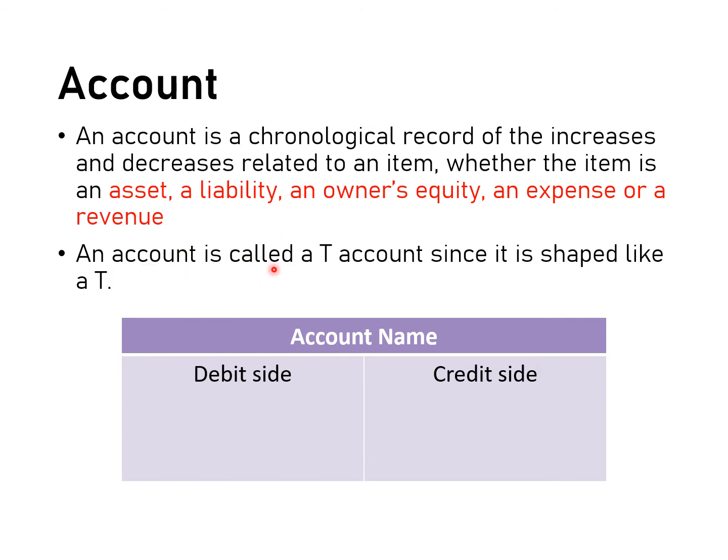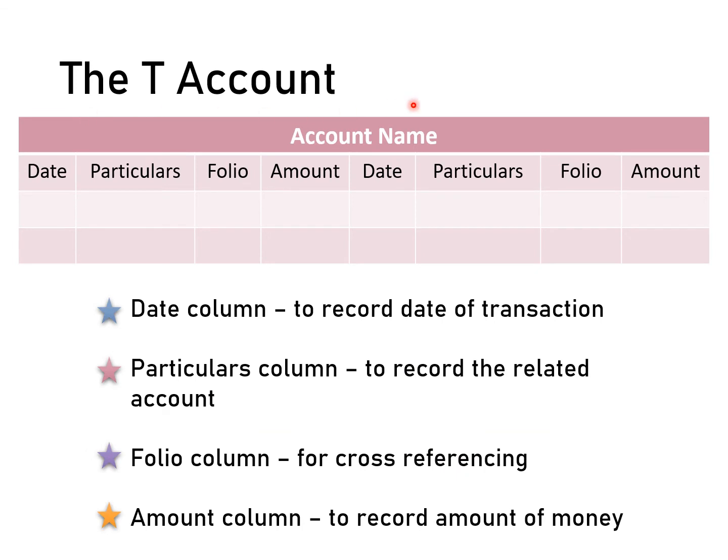The account is called a T account because its shape looks like the letter T. This will be the account name. This is the debit side and this is the credit side, the ones you use in the journal entry, what to debit and what to credit. If it is a debit, you put it on this side. If it is a credit, you put it on the right side. Okay, so this is what a T account looks like.